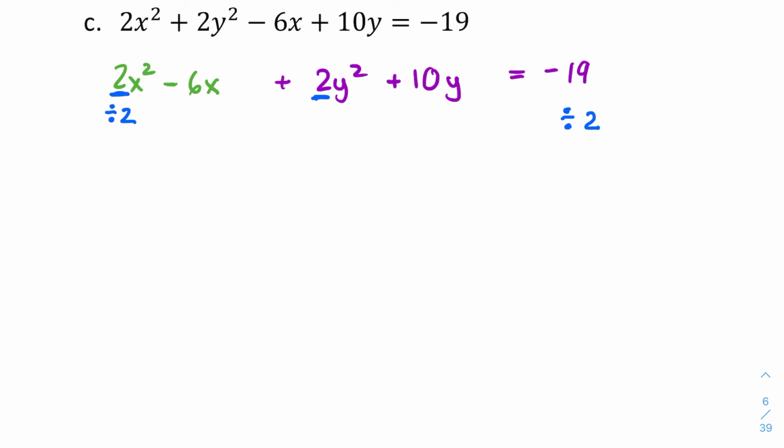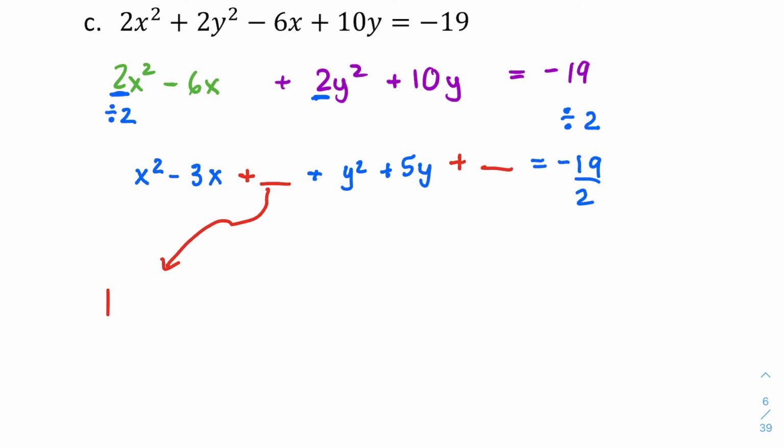So that'll give me x squared minus 3x plus y squared plus 5y equals negative 19 over 2. And then I'm going to work on my completing the square part so that these will factor as perfect squares. So if I'm completing my square here, I've got x squared and then negative 3x, which I'm going to have to split in half, so that'll be negative 3 over 2 x.